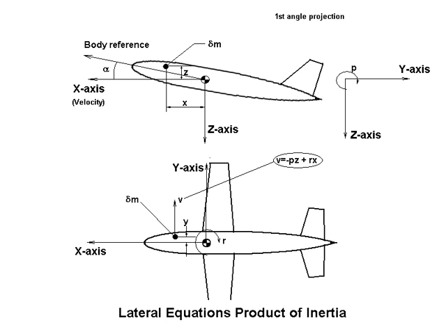Since the spiral mode has a long time constant, the pilot can intervene to effectively stabilize it, but an aircraft with an unstable Dutch roll would be difficult to fly. It is usual to design the aircraft with a stable Dutch roll mode, but slightly unstable spiral mode.